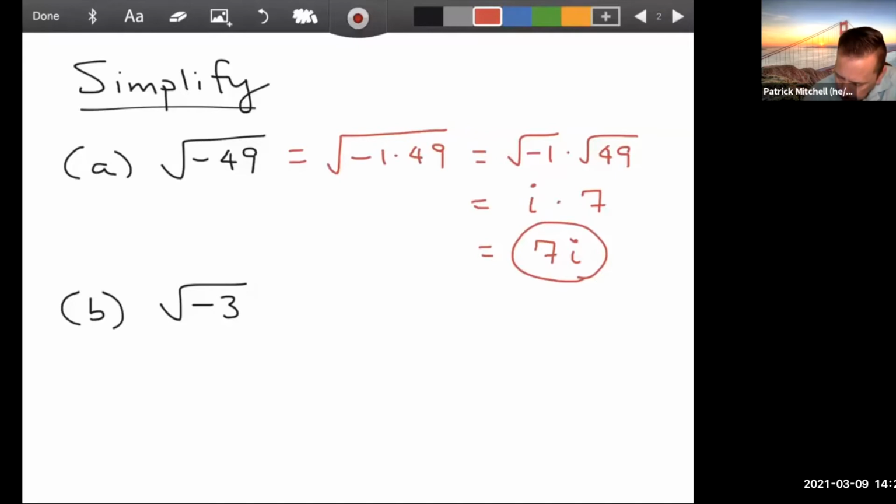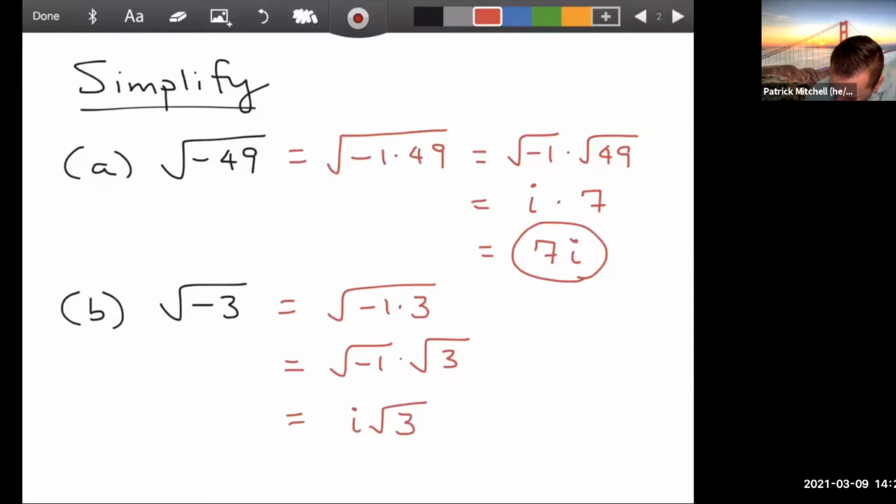Okay, next example. I'm going to start this one the same way by writing -3 as -1 times 3. Oh, I know I said just this once. I'm going to do it one more time. Okay, now the difference between this problem and the last one is that the square root of 3 doesn't simplify to anything nice. So this one you would just write as i times the square root of 3.